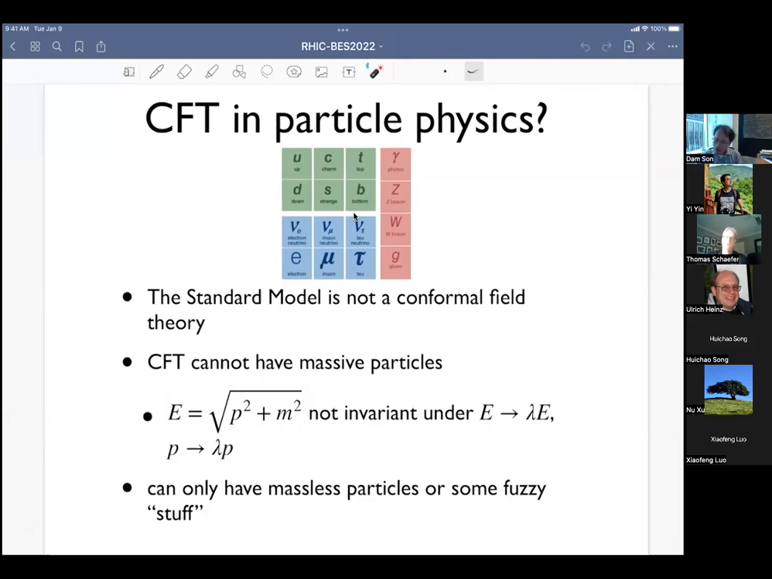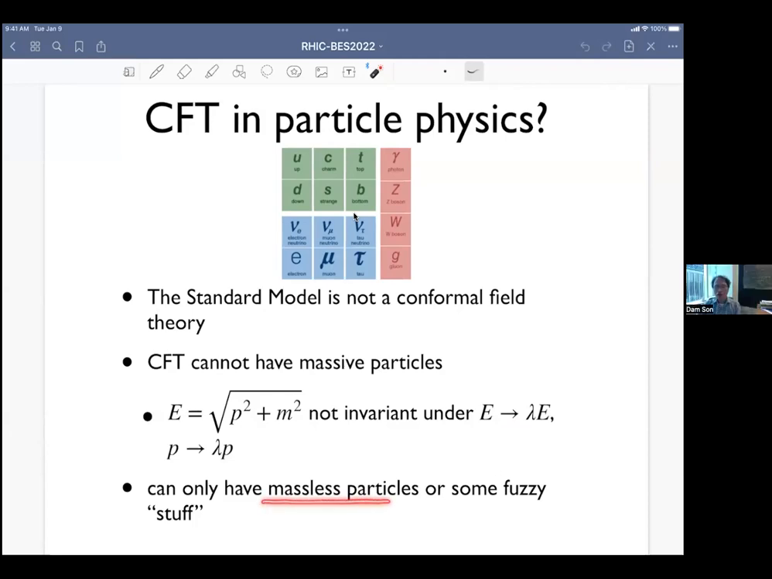A field theory can be conformal only if it contains only massless particles. Conformal field theory can also be interacting, and in this case, one doesn't have particles. We have some fuzzy stuff that are not usual particles in the sense that they are not poles in the correlation, in the Green function.